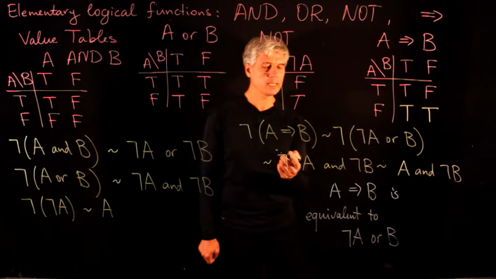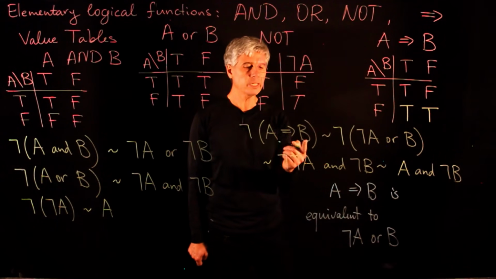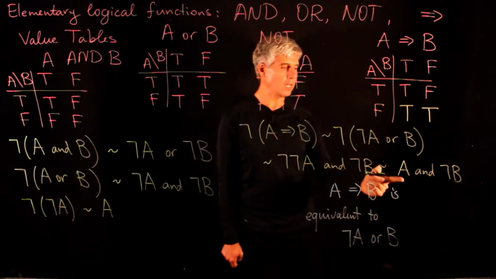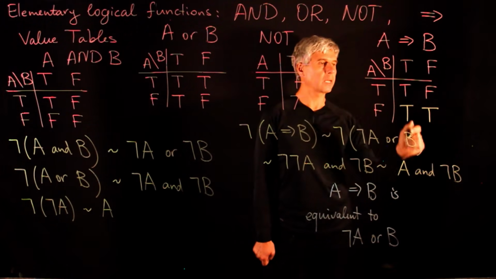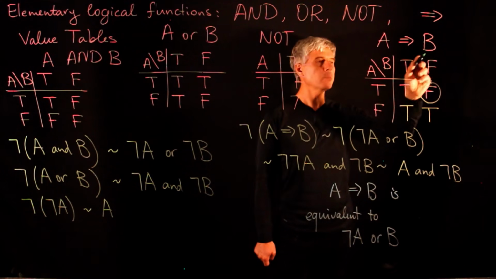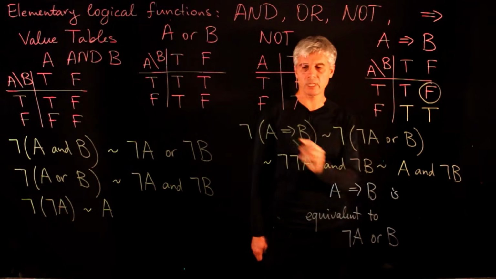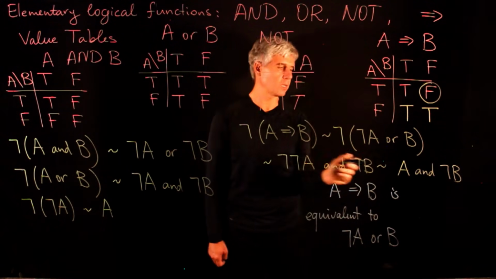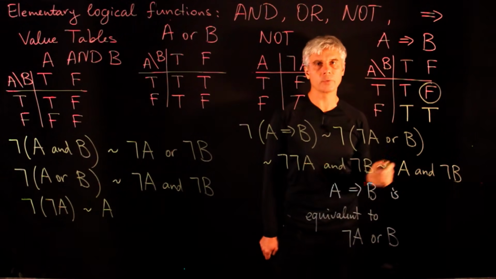And this says, again, that the implication fails only in one case, when A is true and B is false. And so that's what we see in this table. So A implies B fails only when A is true and B is false. So the negation of A implies B is equivalent to saying that A and not B.